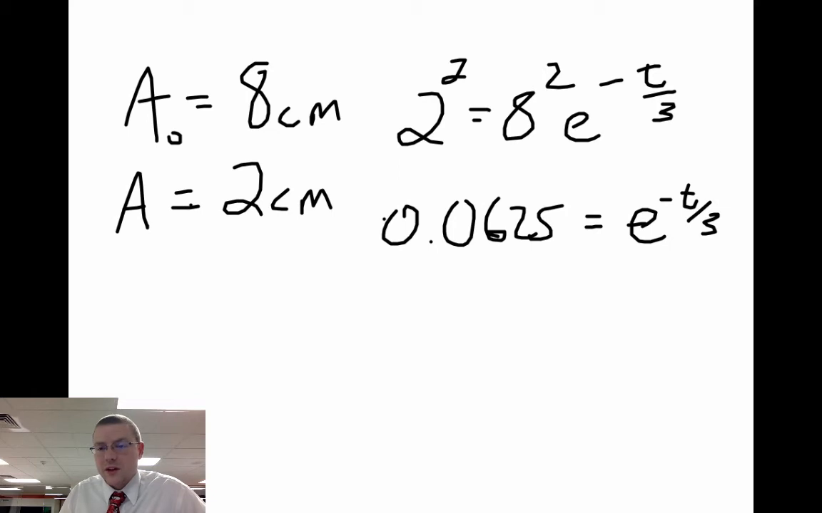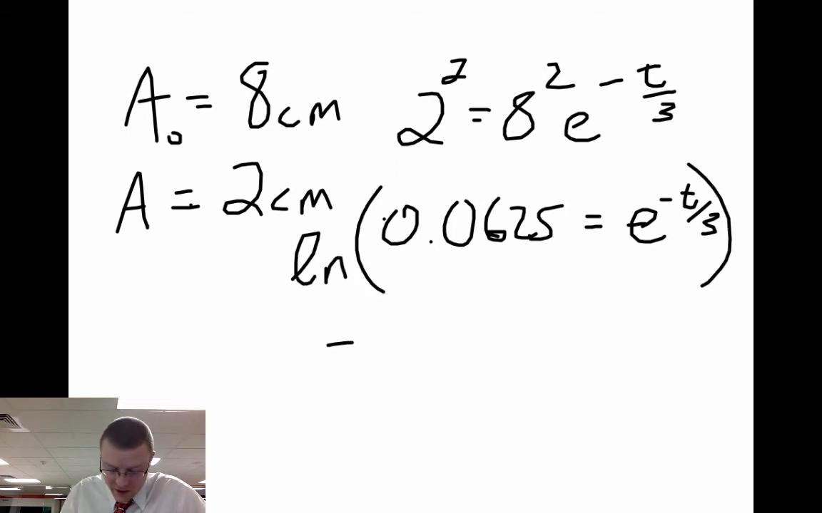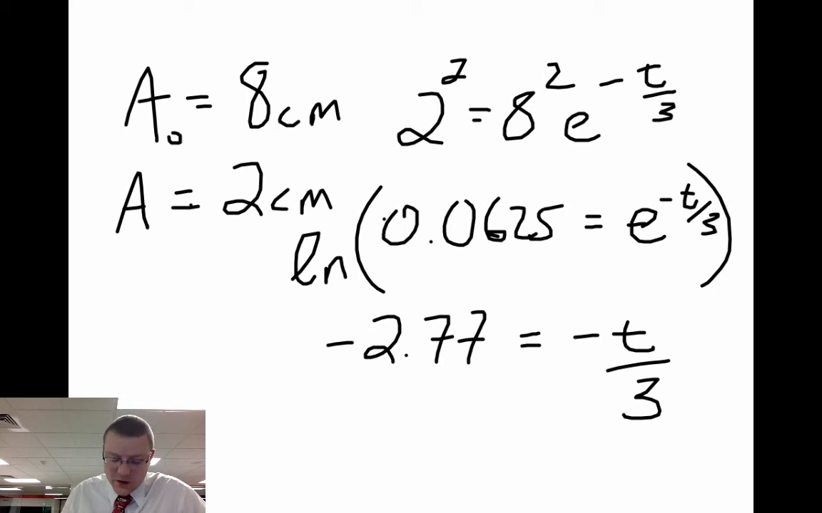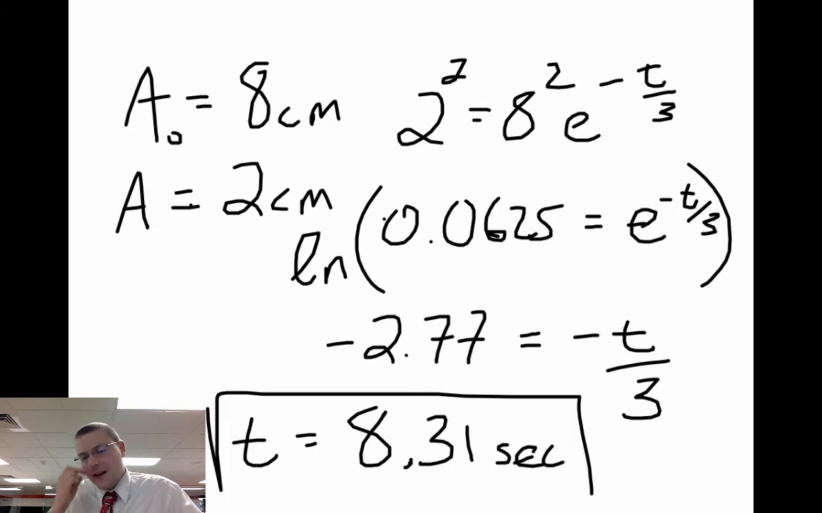Again, we want to get rid of the e, so I'm going to take the natural log of both sides. We get negative 2.77 equals negative t over 3. Solving for time, time ends up being 8.31. So in about 8 seconds, I've gone down to about 1/4 of my amplitude. So that's what the time constant and the exponential decay of a damped harmonic oscillation can do for us.